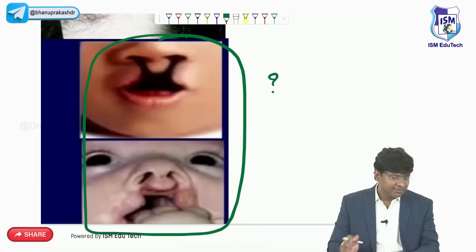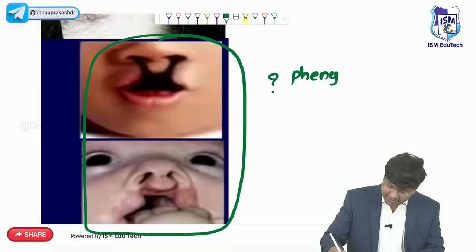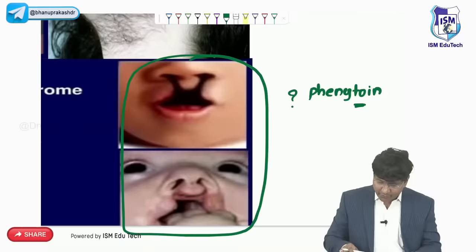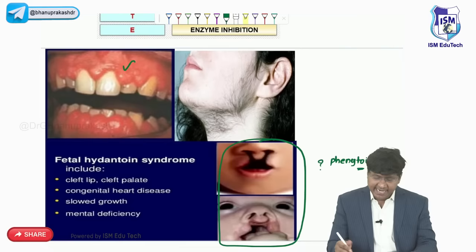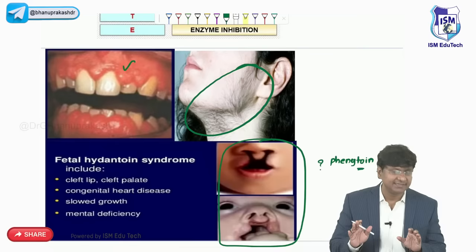Yes, this is one of the important image based questions. Very good. The individual has developed cleft lip as well as cleft palate. That you will see with phenytoin, which is nothing but fetal hydantoin syndrome. And hypertrophic gums and hirsutism can be seen as adverse effects associated with phenytoin.